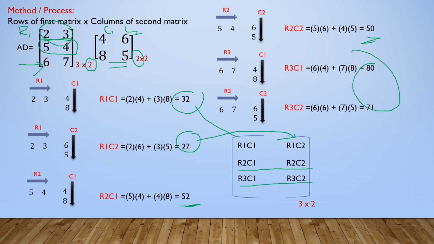Now let's substitute the values and we have our required matrix AD. Now please look at the final order. The final order is 3 into 2 because the rows in the first matrix are 3 and the columns in the second matrix are 2. So this is the order of the final matrix.